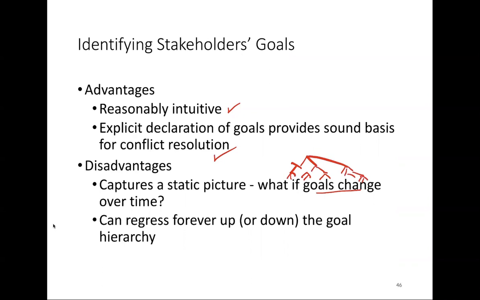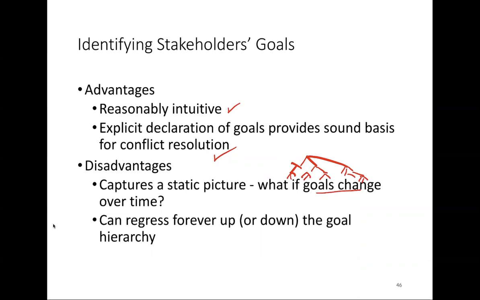At some point when the requirements or the goals change over time, how would this diagram or this goal model change? Another major disadvantage of goal modeling is that it can regress forever up or even down the goal hierarchy, so we can see it going on forever. So we have to stop at some point.